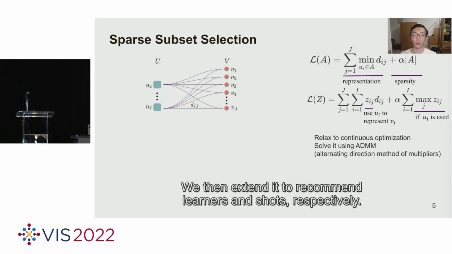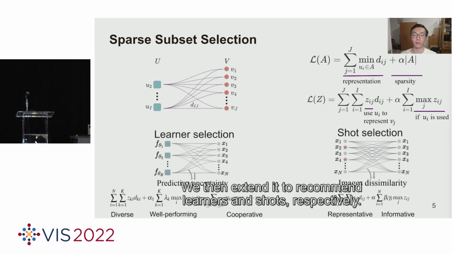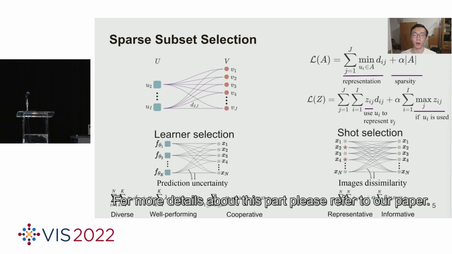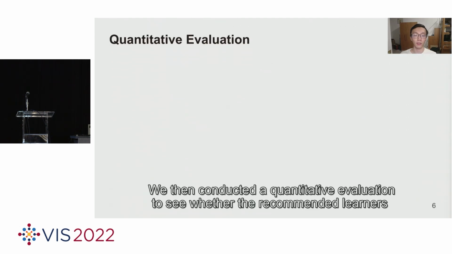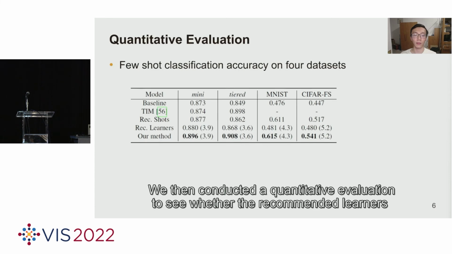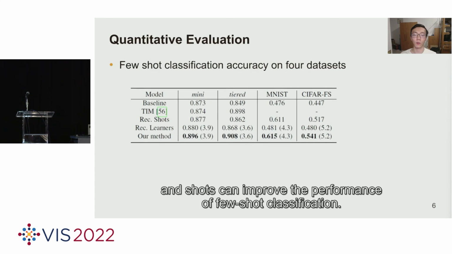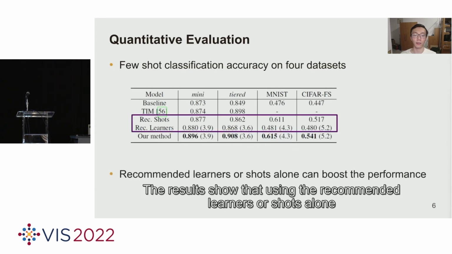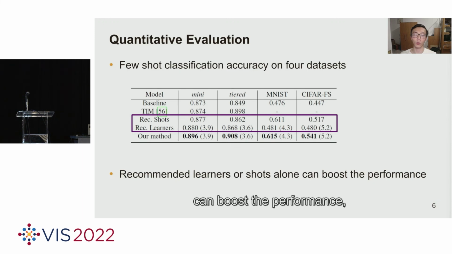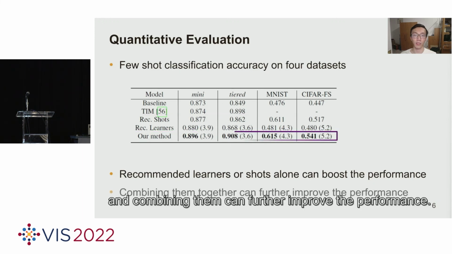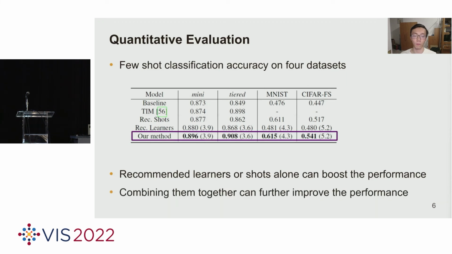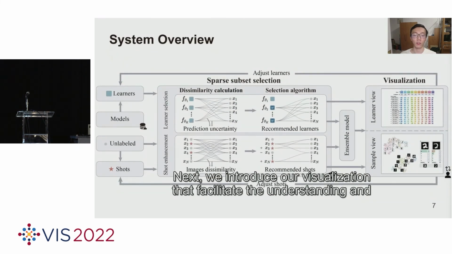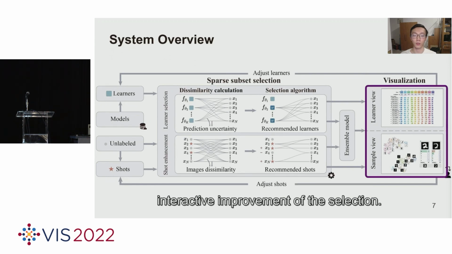We then extend it to recommend learners and shots respectively. For more details about this part, please refer to our paper. We then conduct a quantitative evaluation to see whether the recommended learners and shots can improve the performance of future classification. The results show that using the recommended learners or shots alone can boost the performance, and combining them can further improve the performance. Next, we introduce our visualization that facilitates understanding and interactive improvement of the selection.